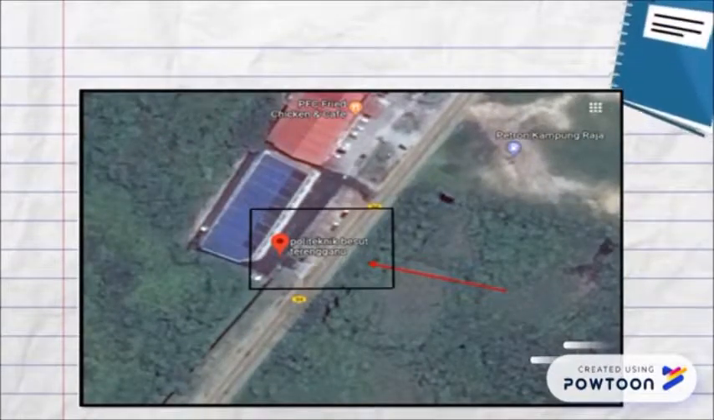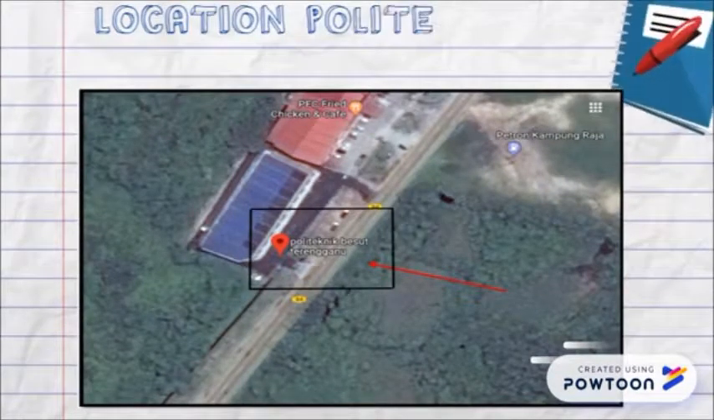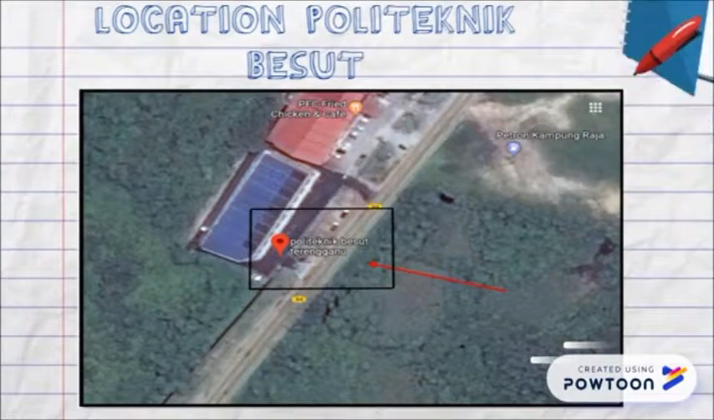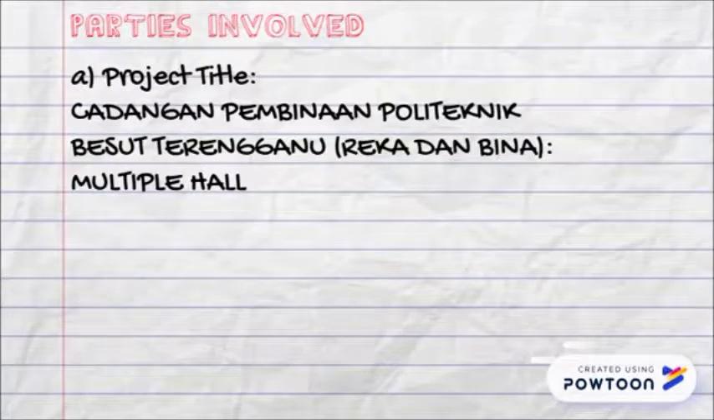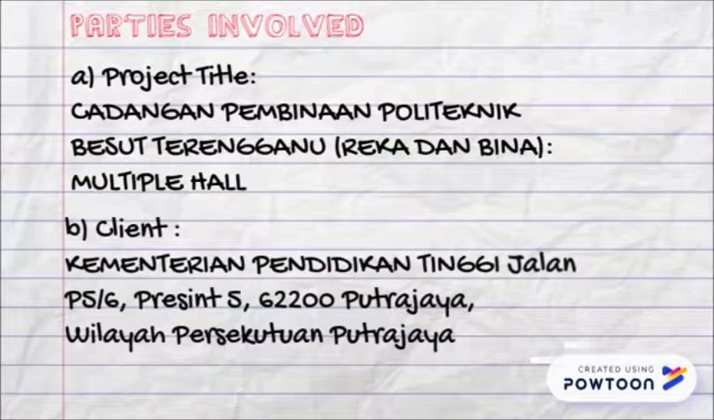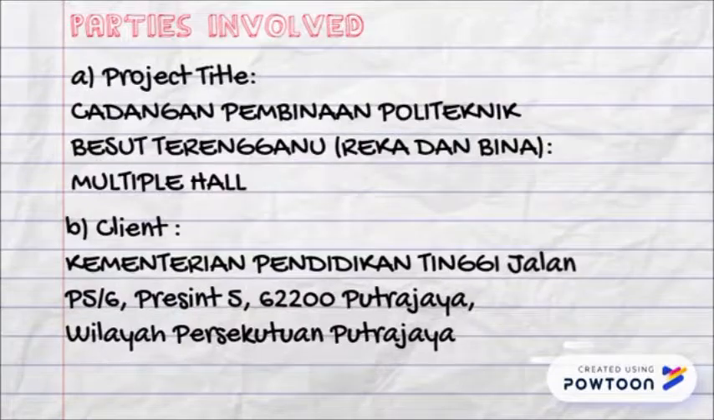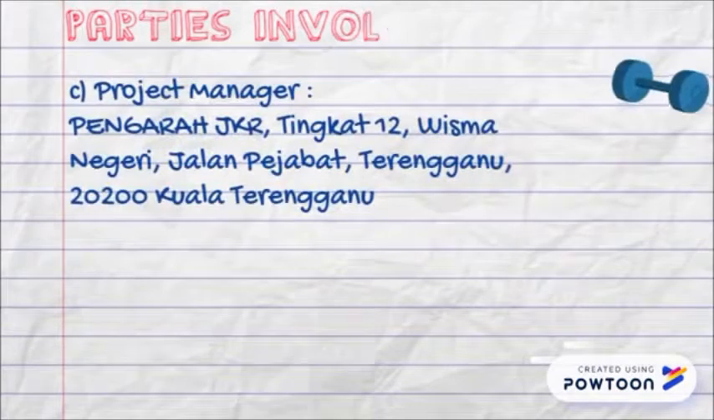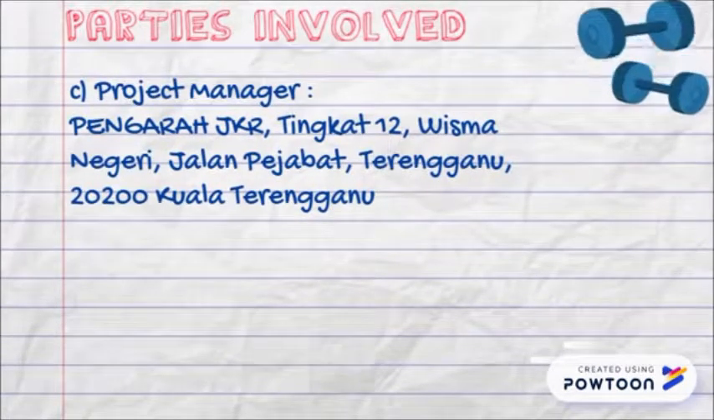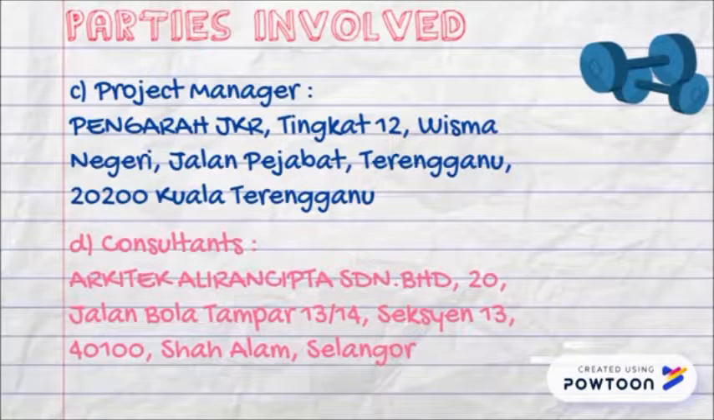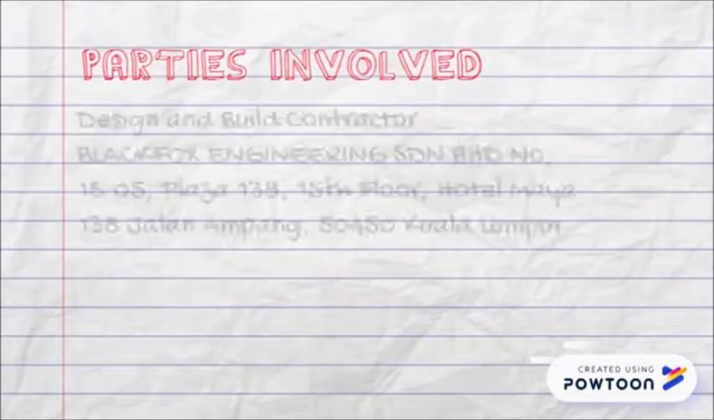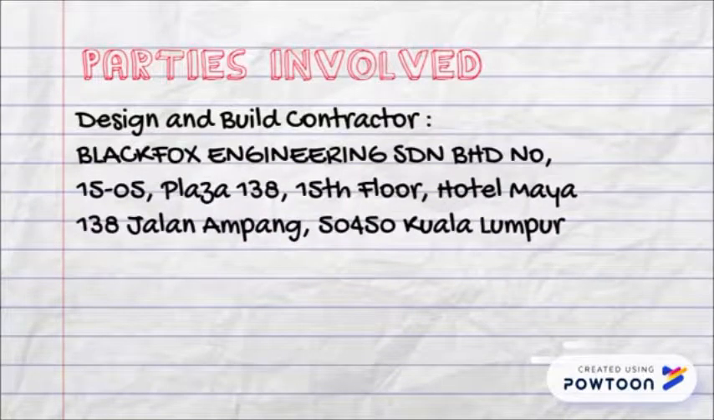This image shows the location of Politeknik Besut. The parties involved for the project Cadangan Pembinaan Politeknik Besut Terengganu: the client is Kementerian Pendidikan Tinggi Wilayah Persekutuan Putrajaya. The project manager is Pengarah JKR Kuala Terengganu, and the consultant is Arkitek Aliran Cipta Sdn Bhd, Shah Alam Selangor. The design and build contractor is Black Fox Engineering Sdn Bhd, Kuala Lumpur.